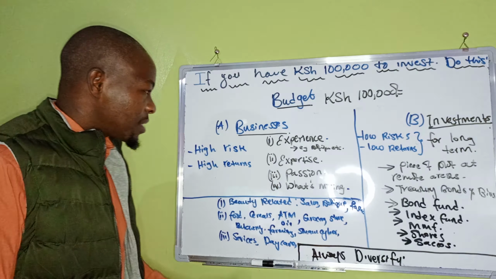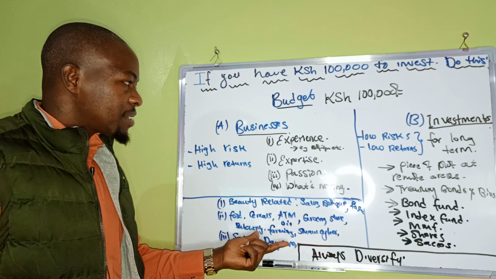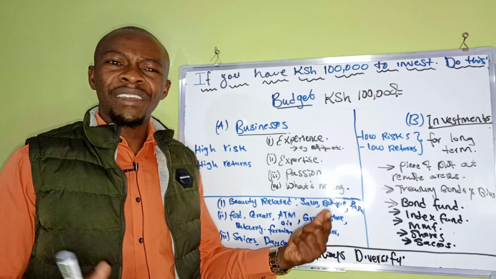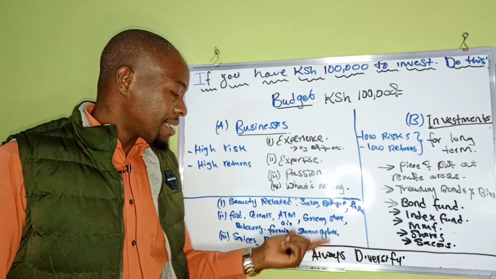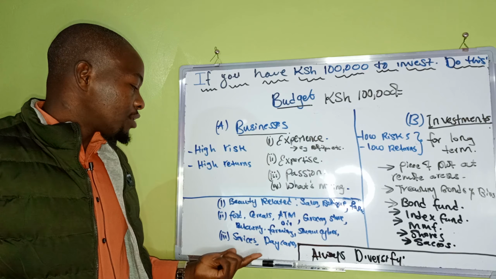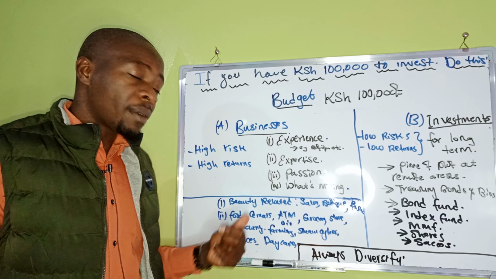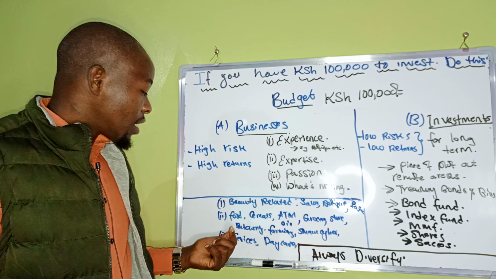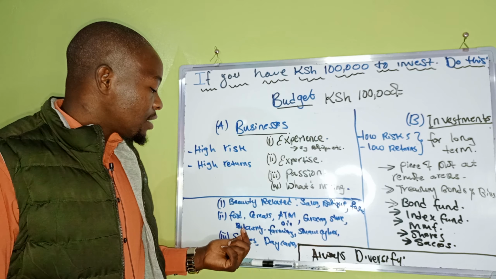Now, are we exhausted with all the things to do with businesses? Obviously no. There is an unending list of businesses that you can start with this amount of money, like the kinyozi, barbershop, cyber, and what have you. You can also get yourself into agriculture. If you come from up country, you can do farming, animal farming, you can do butchery business and what have you. You can do a small cyber. I mean, there is an unending list of businesses.